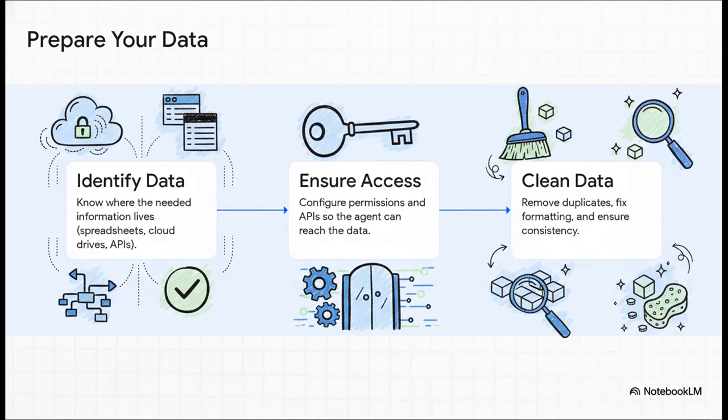Listen, this next step is absolutely critical. Your agent is only as good as the data it has access to. First, you have to know where that data lives. Is it in a spreadsheet, a CRM? Then you need to give the agent secure access to get to it. And finally, and this is where most projects stumble, you've got to clean it up. Make sure the formatting is consistent, get rid of duplicates. A little data hygiene now will save you countless headaches down the road.